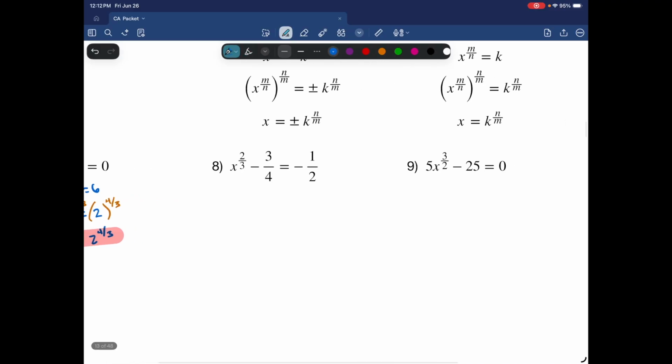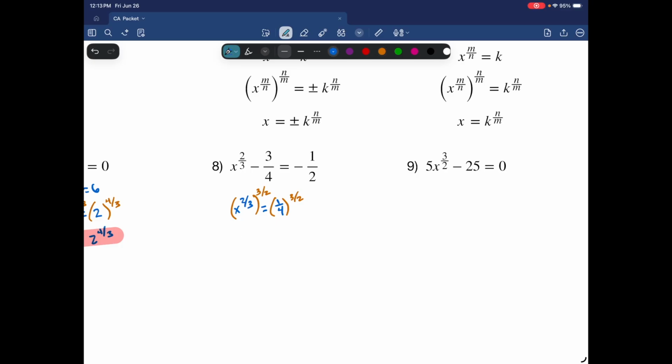All right, on number 8, I got x to the 2/3 equals -1/2 plus 3/4. So when you do that using your calculator, you're going to find that that is 1/4. And so I'm going to raise this to 3/2. Since the denominator is 2, I've got to consider the plus and minus of this.